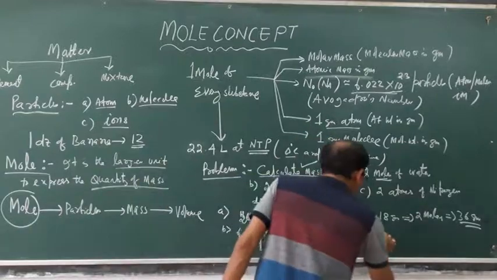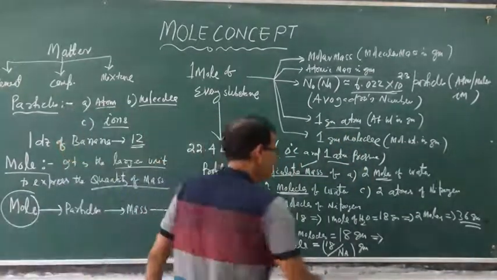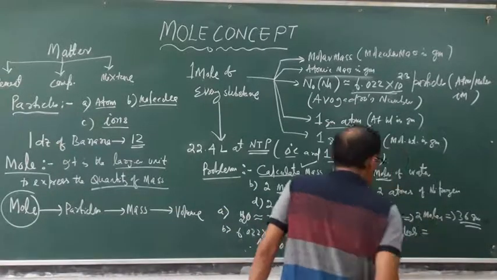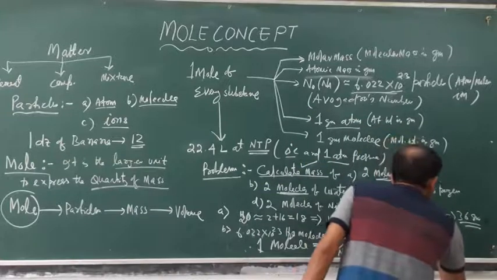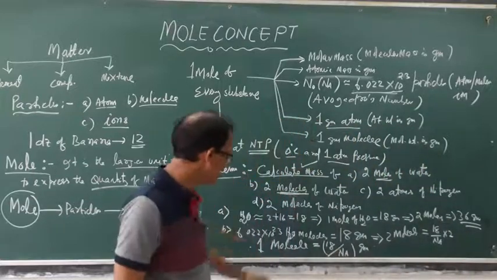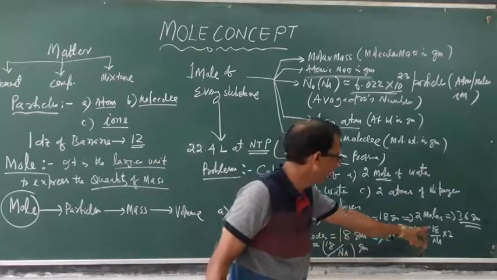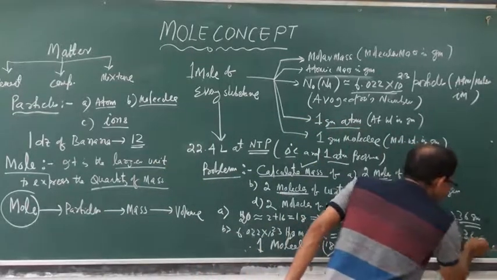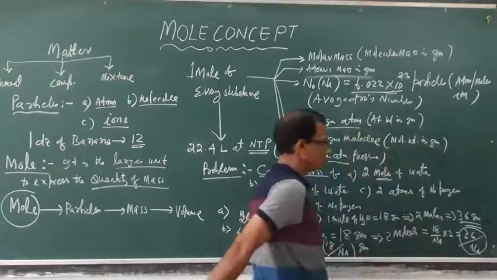As per the question, how many molecules are given? 2 molecules. So 2 molecules of water is equal to 18 by Na into 2, because 1 molecule is 18 by Na, already calculated. So 2 molecules will be 18 by Na into 2, which is equal to 36 by Na gram.